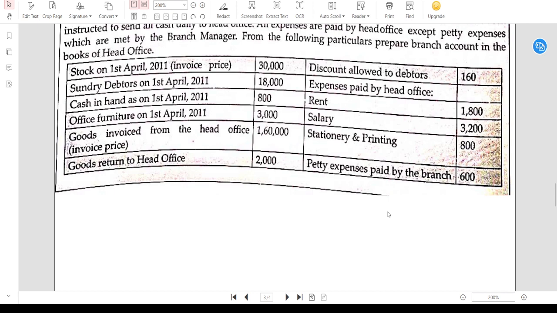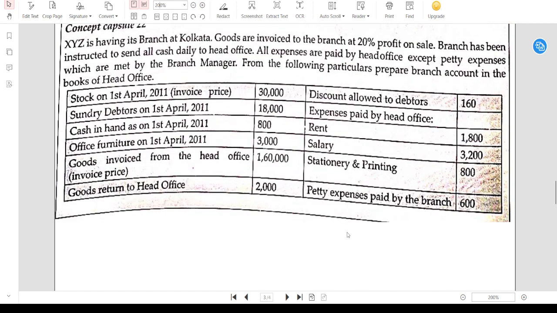I'm just telling you one thing, guys. I just wanted to know from Sonal, Deepika, both of you, can you tell me one important thing: from here, can you imagine what information we don't have? If you have already written the branch account format from my task, also from my class, then you can understand what is missing.